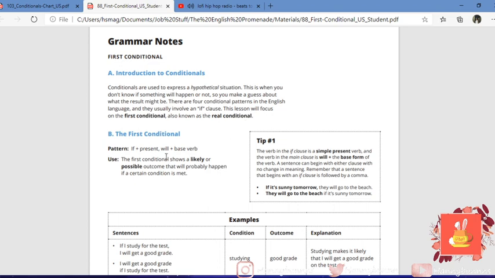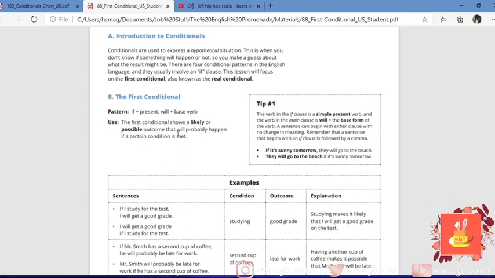So: if plus present, will plus base verb. Use the first conditional to show a likely or possible outcome that will probably happen if a certain condition is met. In the if clause, there is a simple present verb, and the verb in the main clause is will plus the base form of the verb. The sentence can begin with either clause, with no change in meaning. Remember that when a sentence begins with an if clause, it is followed by a comma.